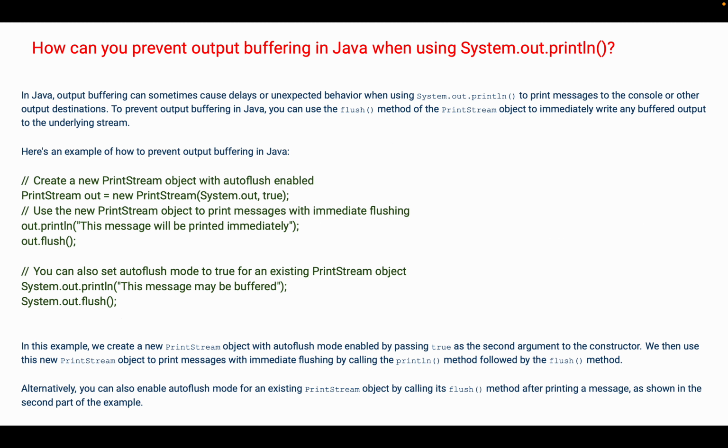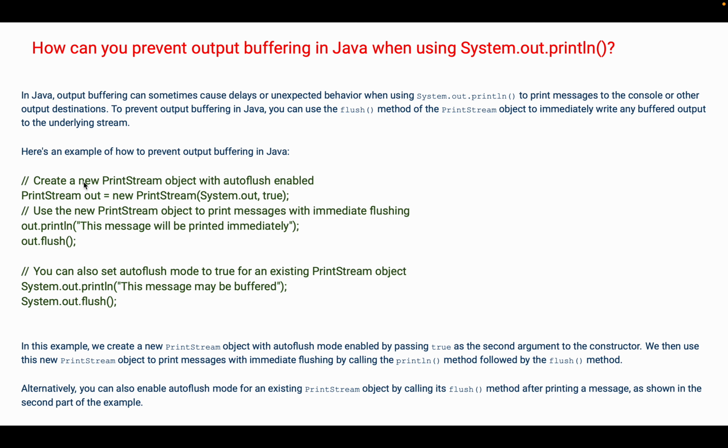How can you prevent output buffering in Java when using System.out.println? In Java, output buffering can sometimes cause delays and unexpected behavior when using System.out.println to print messages to the console and other output destinations. To prevent output buffering in Java, you can use the flush method of the PrintStream object to immediately write any buffered output to the underlying streams. Here's an example of how to prevent output buffering in Java.